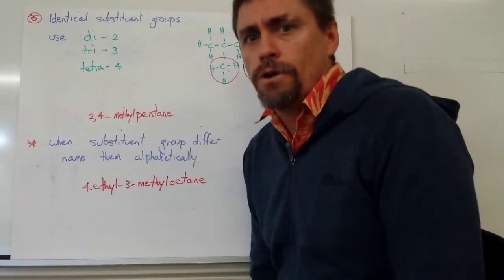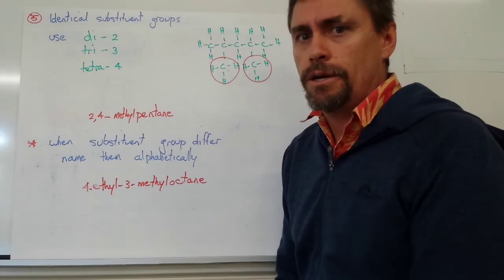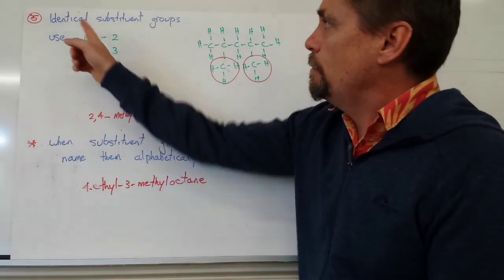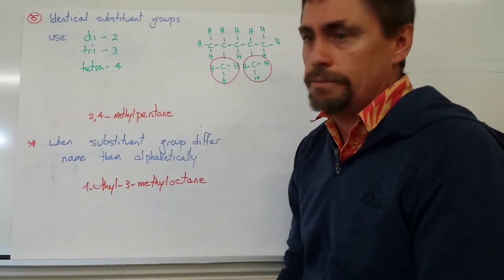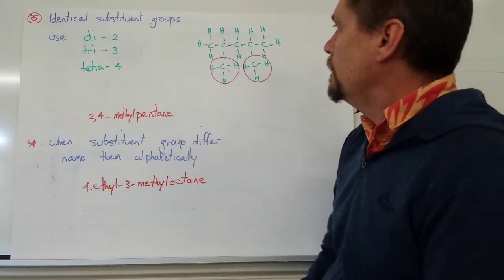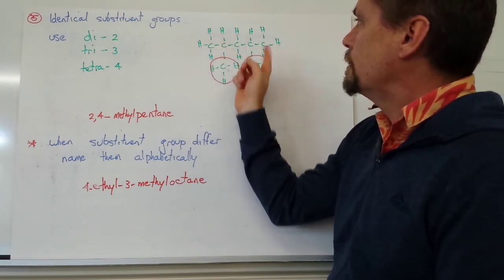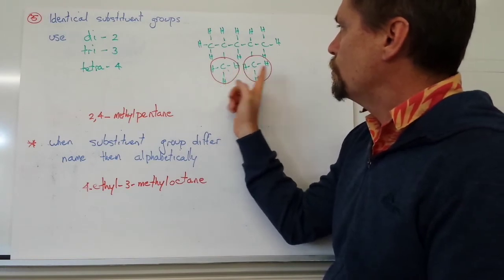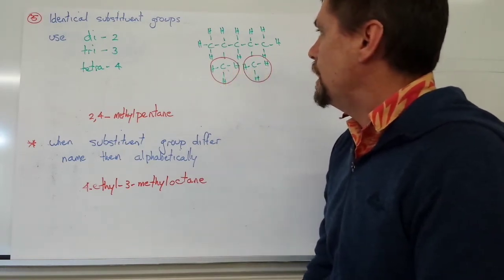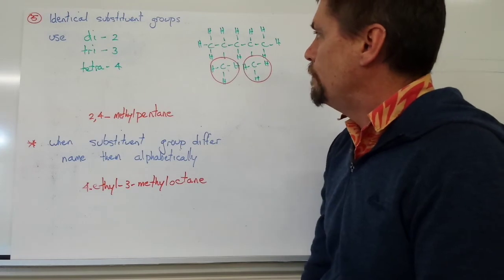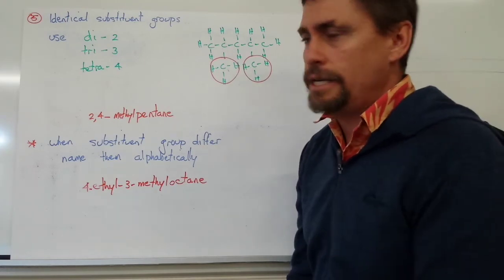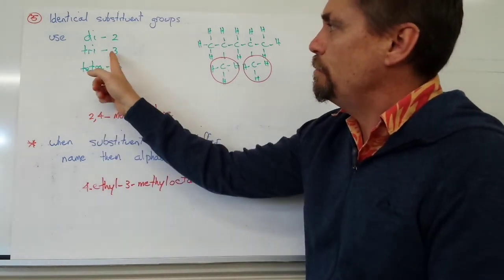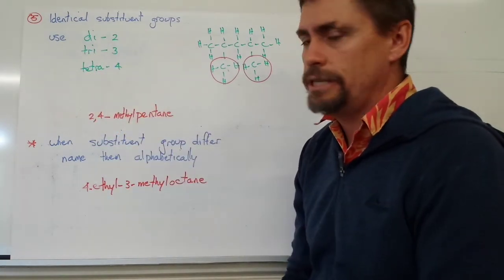So what happens when we've got multiple substituent groups coming off our main carbon chain? One of 2 things can happen. Firstly, we can have identical substituent groups. So in the molecule that I've drawn here, we have our main carbon chain, which is 5 carbons, so it'll be a pentane. And we have 2 methyl groups coming off our main carbon chain at carbon number 2 and number 4. If we have 2 identical groups, we use a prefix di. If we have 3, we use tri. If we have 4, we use tetra.